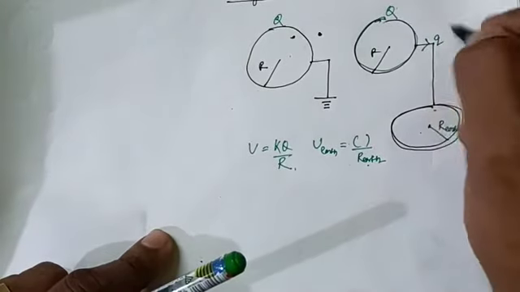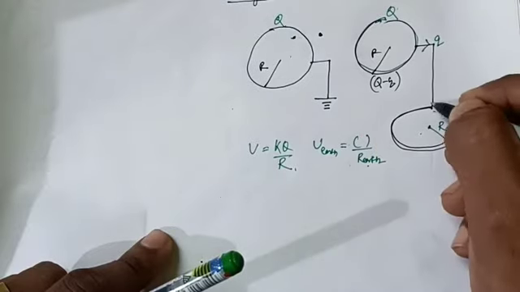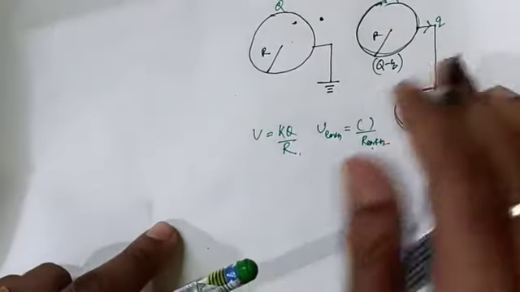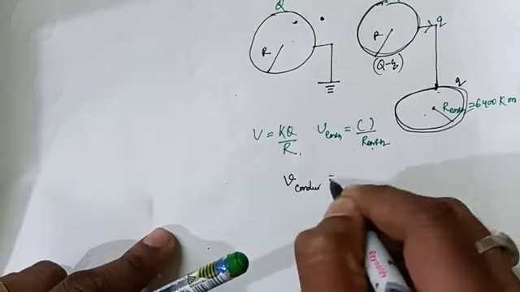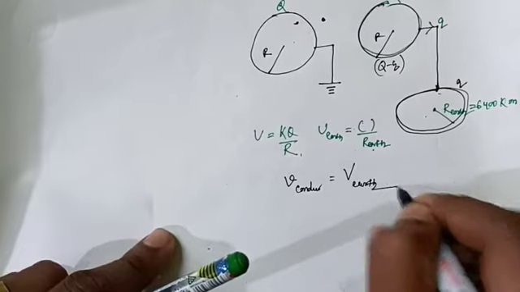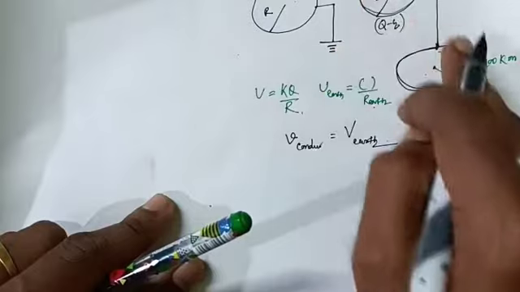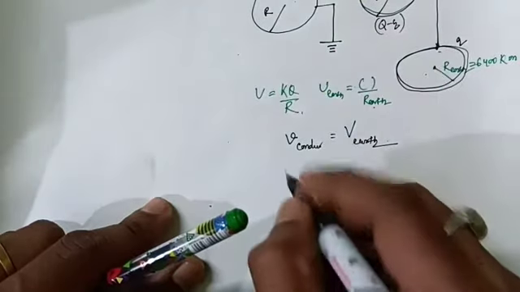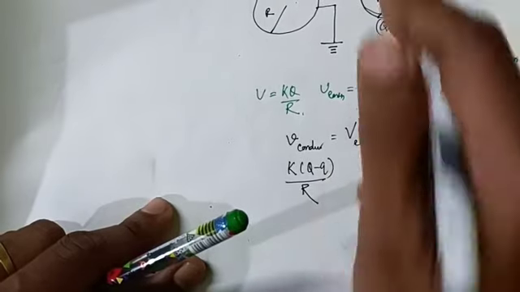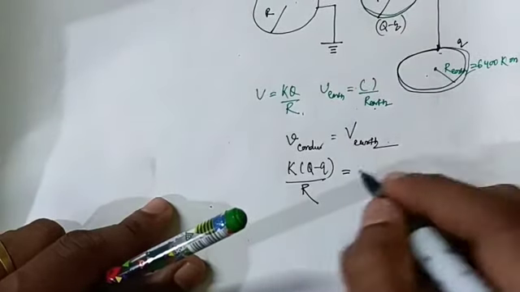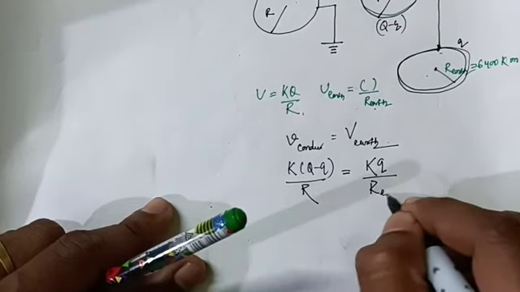Suppose q amount of charge flows. Then the final charge is Q minus q, and q amount of charge is added to the earth. If you observe carefully, the potential of the conductor equals the potential of the earth. Potential of the conductor after removing q charge, up to the extent where the potentials remain the same. So K(Q minus q) over the radius of the conductor equals Kq over the radius of the earth.